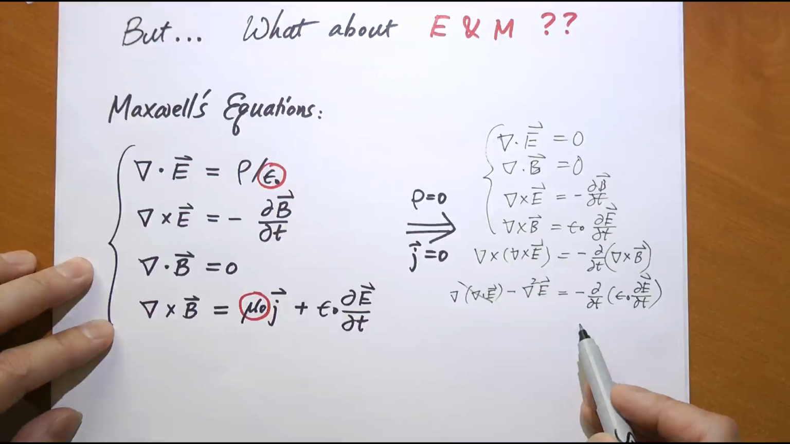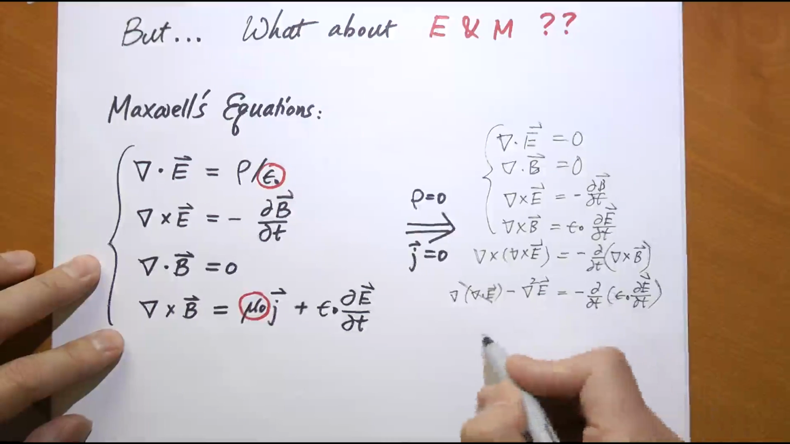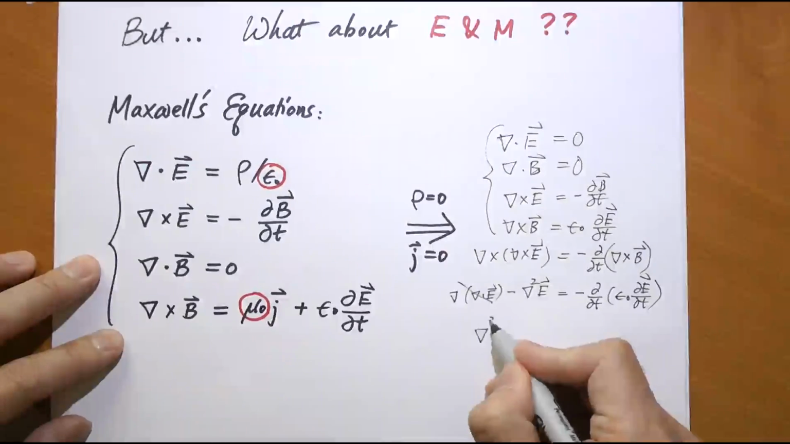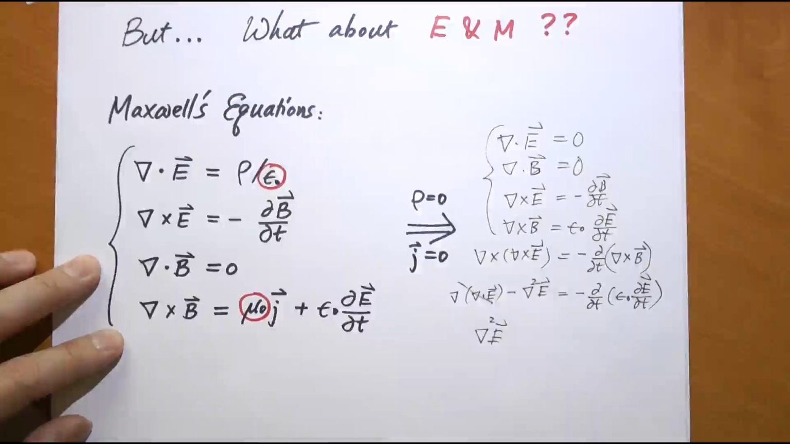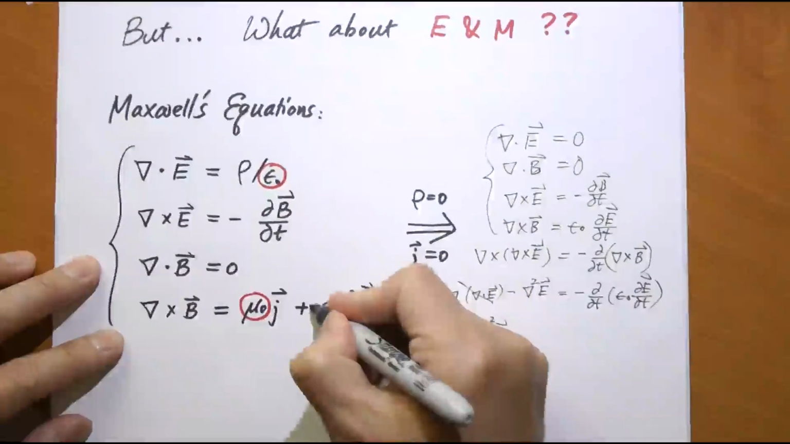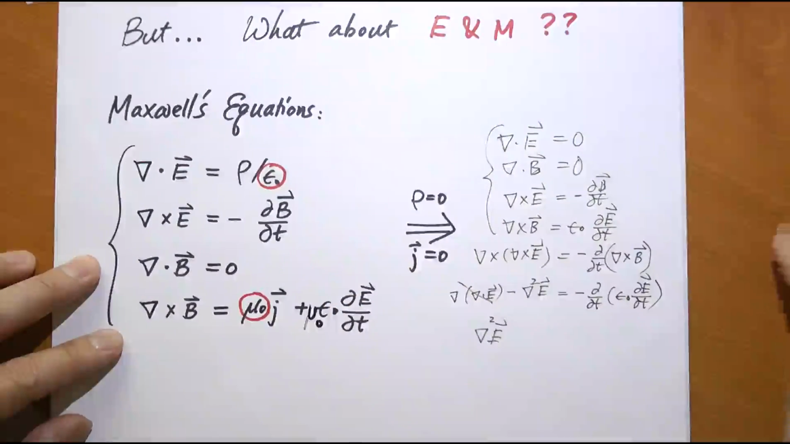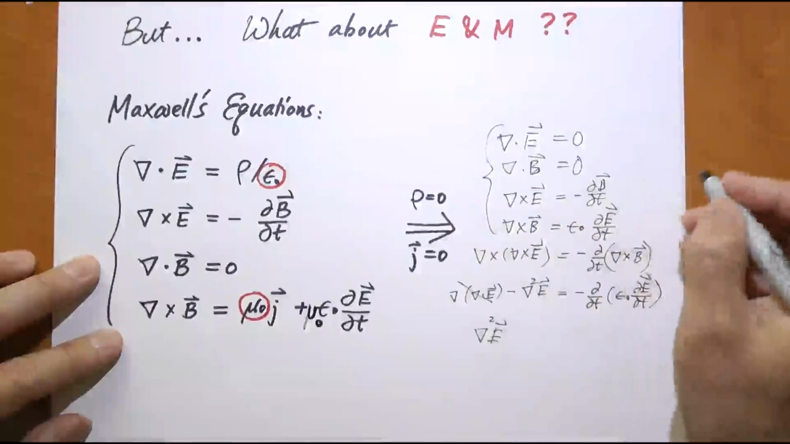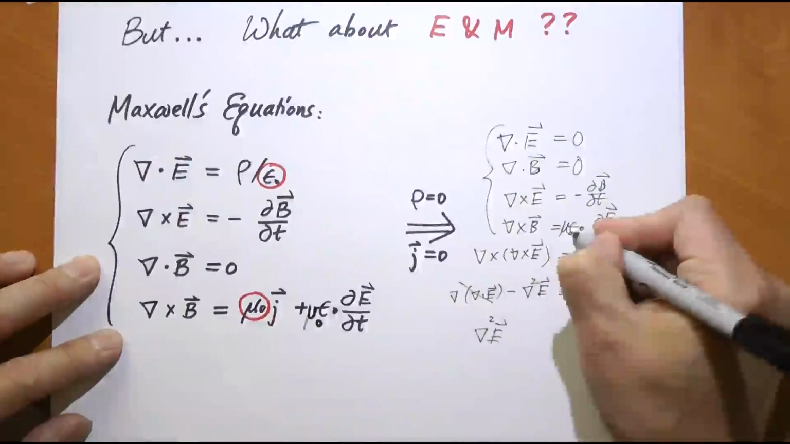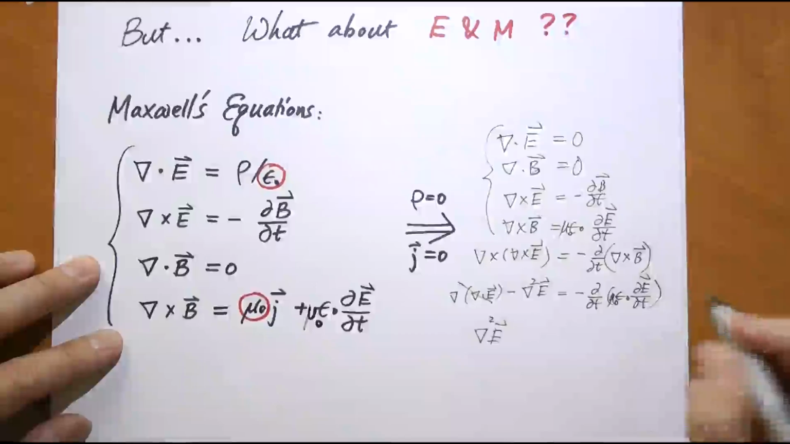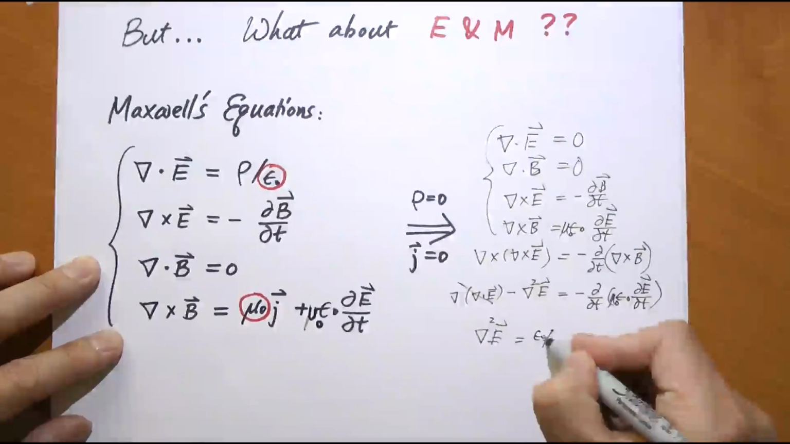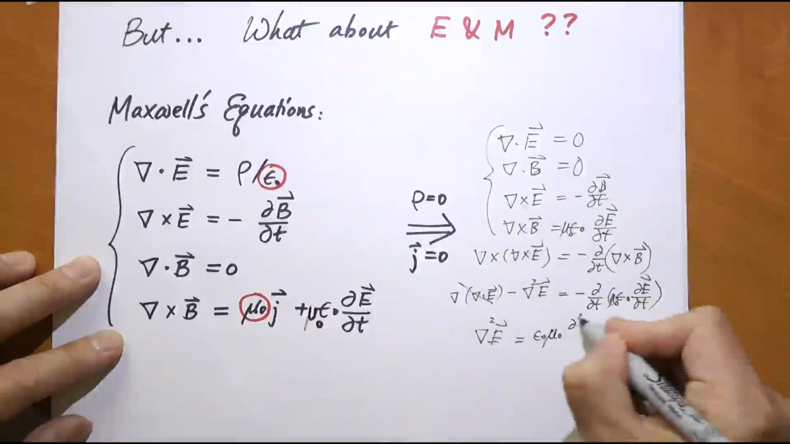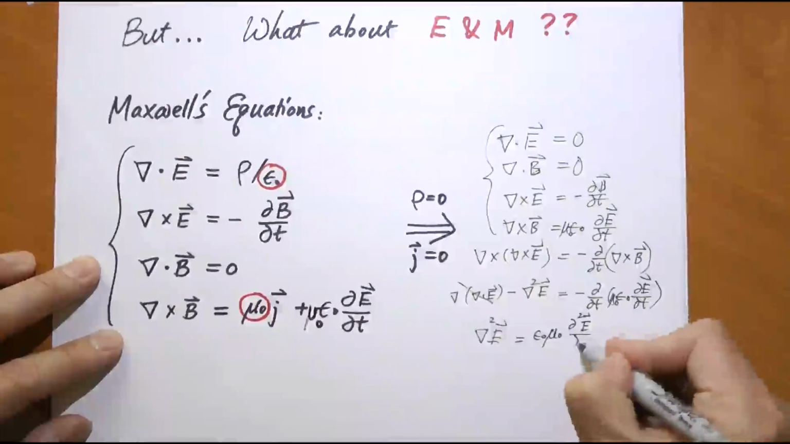And so what do we have here? We have... as a matter of fact, I made a mistake. Sorry, there's a mu naught here, and there is a mu naught here. There is a mu naught here. Okay? This equals epsilon naught mu naught times the second derivative of E with respect to time.